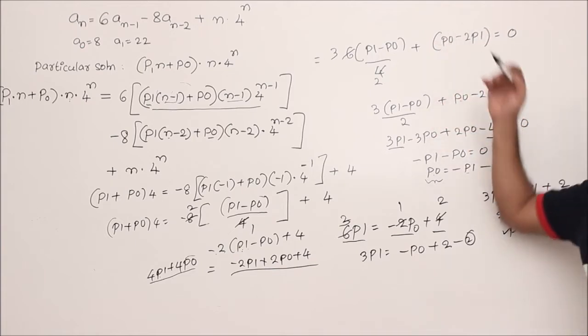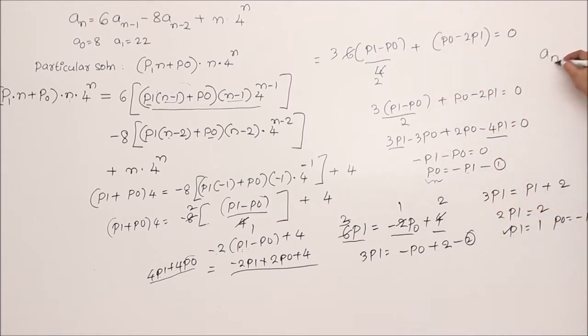So substitute them back. You get the particular solution. Finally, the particular solution is what? P1 is 1, so 1 into n plus P naught, minus 1, into n minus 1, into n into 4 power n, that's it.